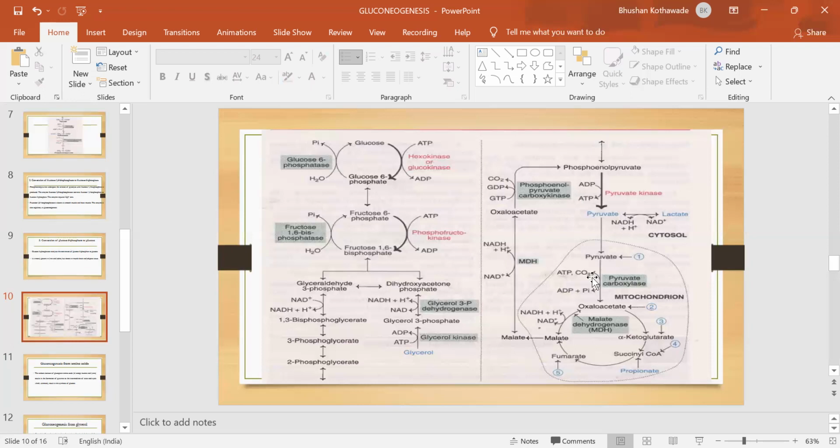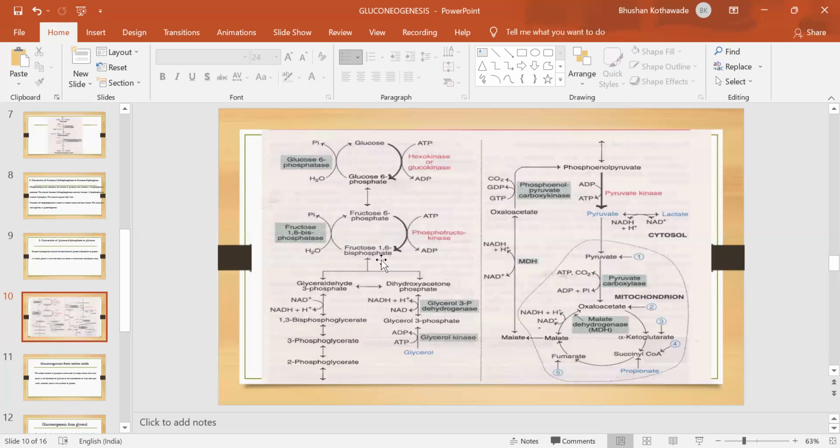So this is the first step. At this step, we get conversion of pyruvate to phosphoenol pyruvate. Then after that, the reversible steps are there. Phosphoenol pyruvate to 2-phosphoglycerate. All steps are reversible, so we will use the same enzymes here. Then 3-phosphoglycerate, then 1,3-biphosphoglycerate, then glyceraldehyde 3-phosphate, then fructose 1,6-biphosphate. Till here all the steps are reversible, so they will occur the same as in glycolysis, reversibly, till we get the formation of fructose 1,6-biphosphate.